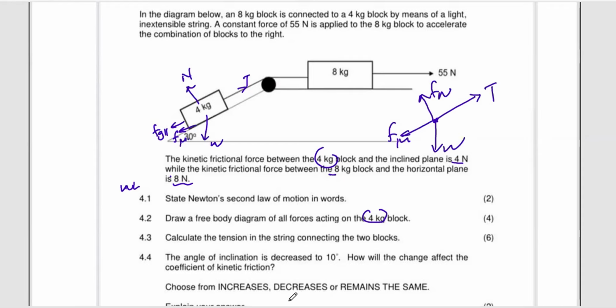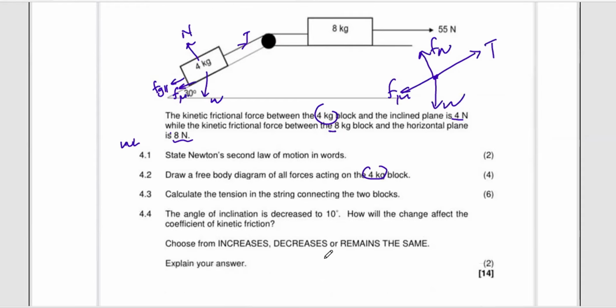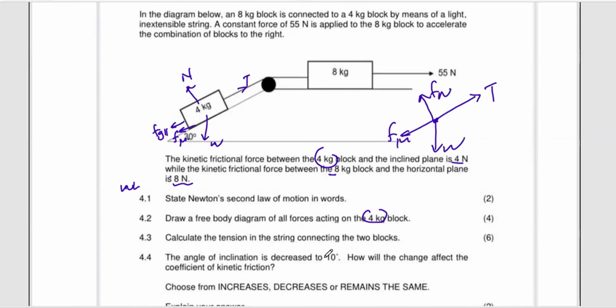Then calculate the tension that is connecting the 2 blocks. Okay, so for me to get the tension, I need to look at one block at a time. Okay, so if I focus on the 4 kg block, I know that F net must give us MA, meaning that if I look at the direction to be upwards, it's going to be the tension minus the FG parallel minus the frictional force should give us the MA.